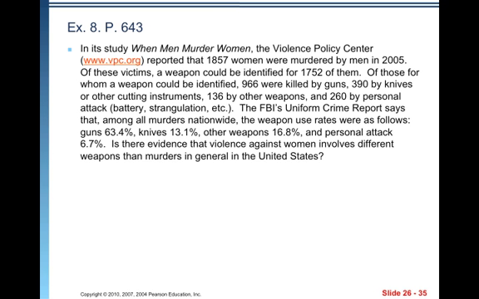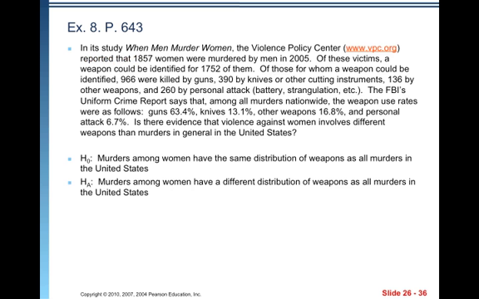The FBI's Uniform Crime Report says that among all murders nationwide, the weapon use rates were as follows: guns 63.4%, knives 13.1%, other weapons 16.8%, and personal attack 6.7%. Is there evidence that violence against women involves different weapons than murders in general in the United States?